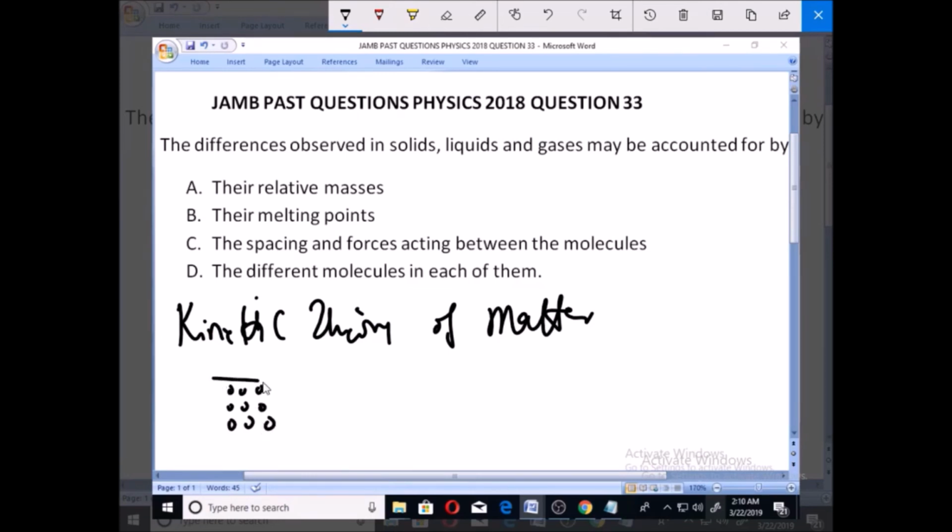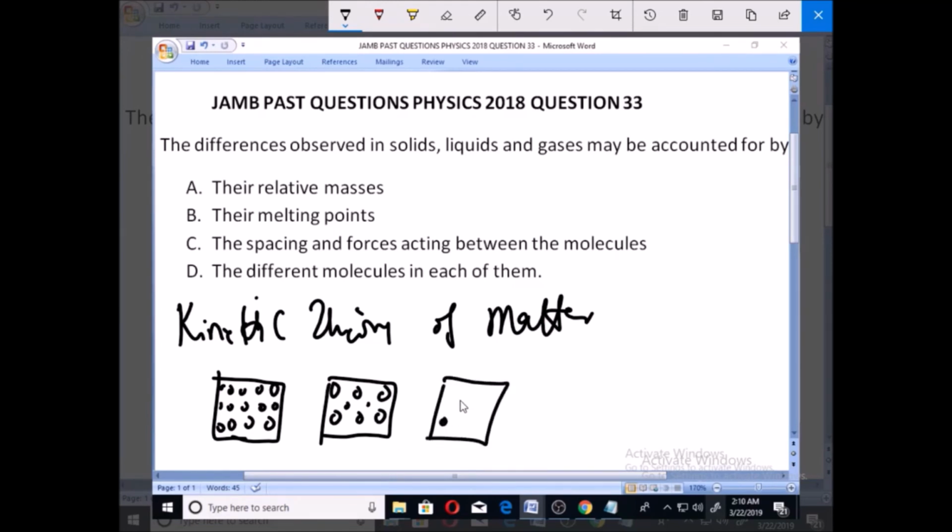So if we have a solid, we have these particles, they are more closely packed together, making very little movement. Then if you have a liquid, there is more space in between them, so the intermolecular force holding them is smaller. It's not as tight as that of a solid. Now if you have gases, they are widely dispersed with much spacing between them and lesser forces between the molecules. So this is where we have what we call solid, here we have liquid, and here we have gases.